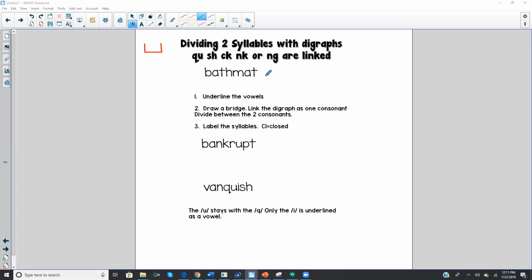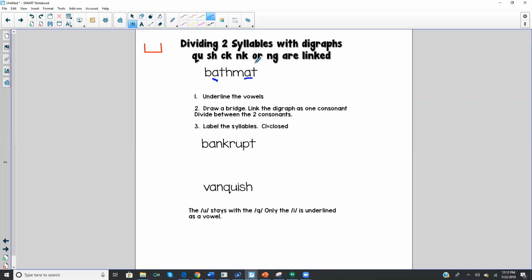we might want to decode it this way. So the first thing we're going to do is identify the vowels. What are the two vowels in this word? A and A. So we draw our lines. In fact, it'd be good if you did this on your own paper. But let's wait till we get one that's a little more difficult, okay?